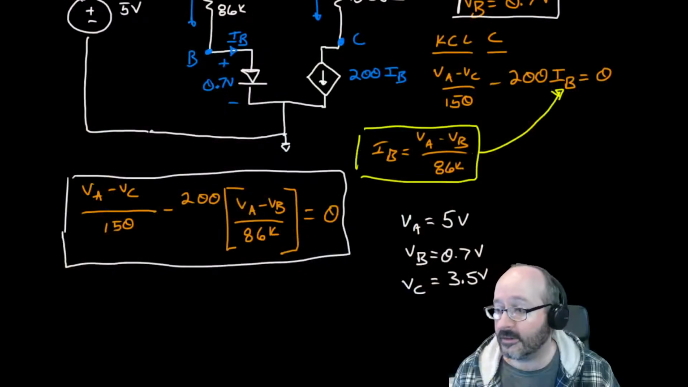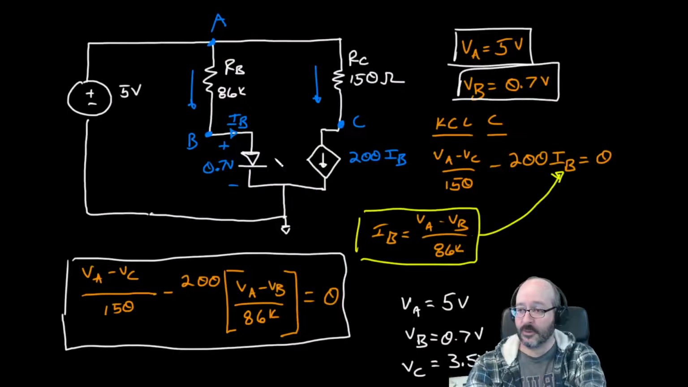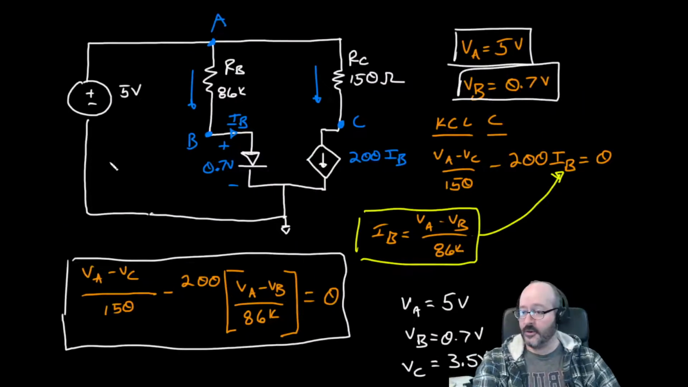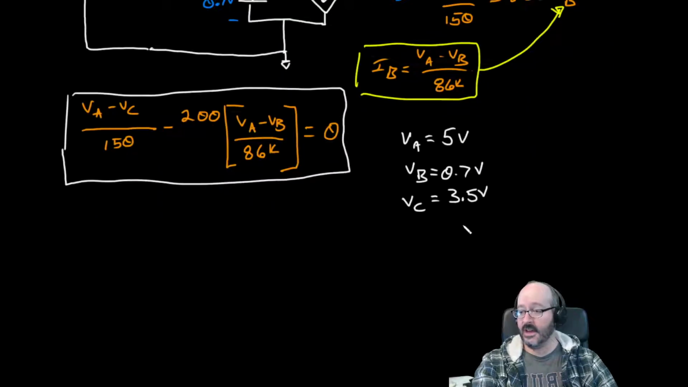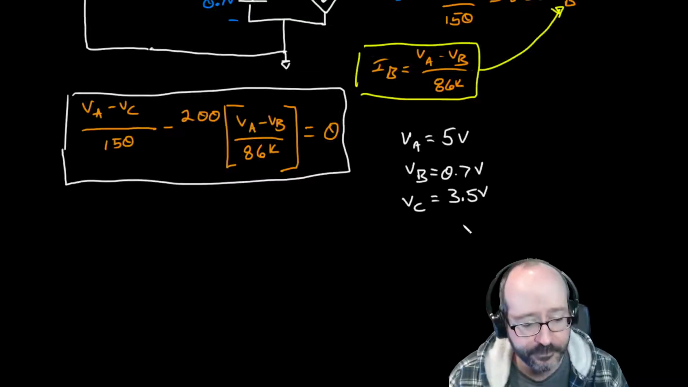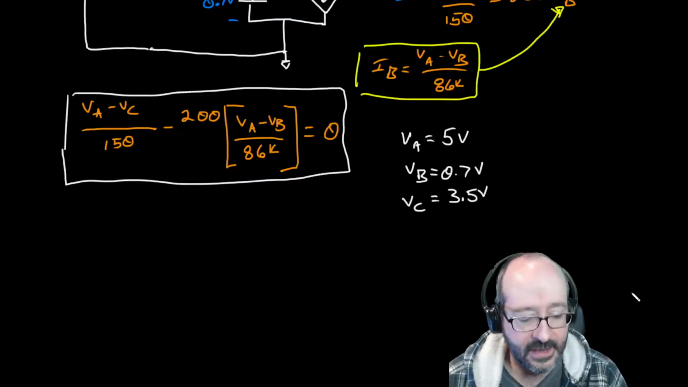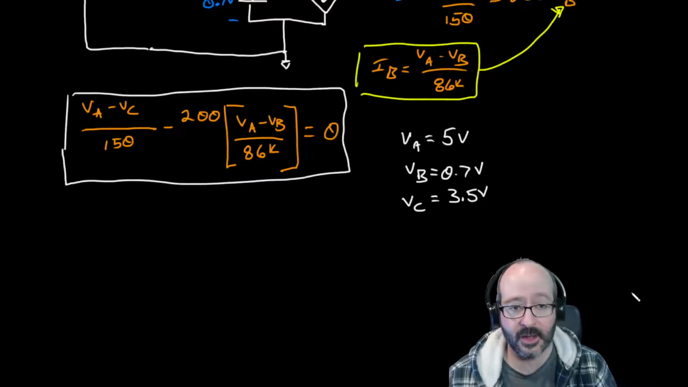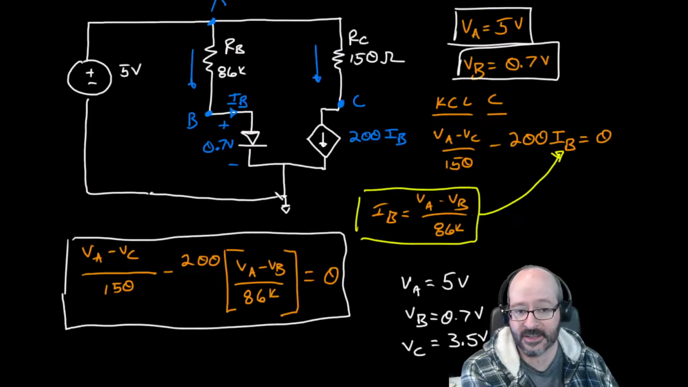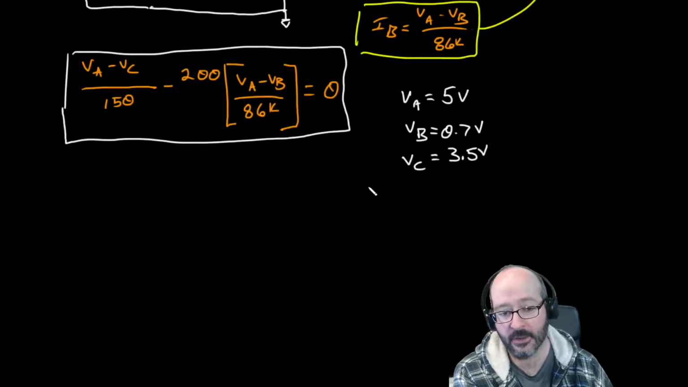Okay, so I still have the problem here. I put it on a fresh sheet of virtual paper. Let's take a look at that. So here's the circuit that we've been playing with, and we found our node voltages as 5, 0.7, and 3.5. What we're going to do here is consider the voltage from the collector to the emitter. So let's go do that.